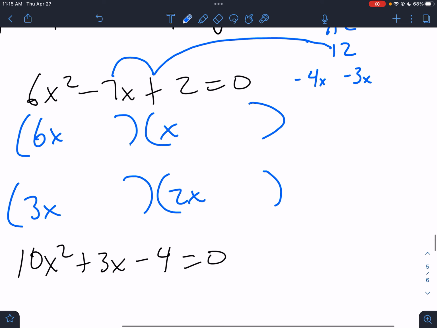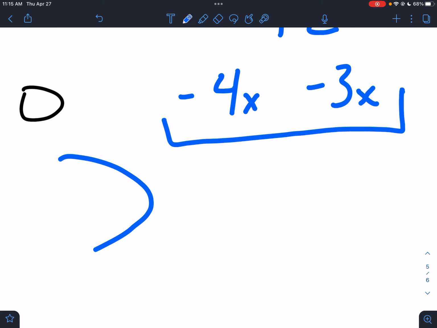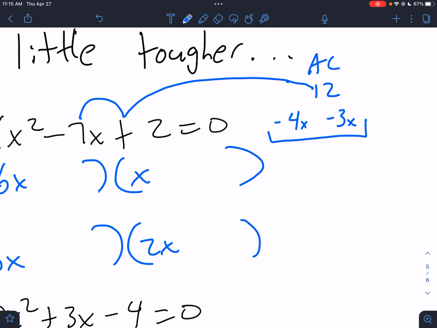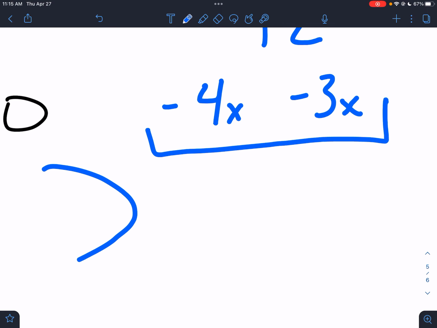So how do we know which one? Well, remember our goals. Our goals are to get these numbers when we distribute. So let's start with 6 and 1. Does 6 times something get you 4? No. Does 6 times something get you 3? No.